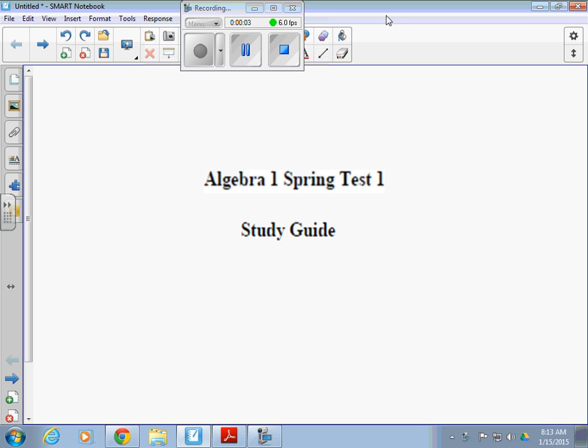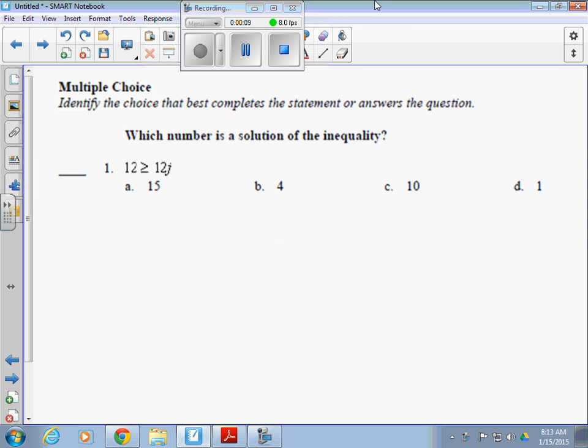This is Algebra 1, test number 1, or spring test number 1. It's our study guide. First question, we have a few multiple choice questions that pop up. It says, which number is a solution of the inequality? And then they give you 4 options.